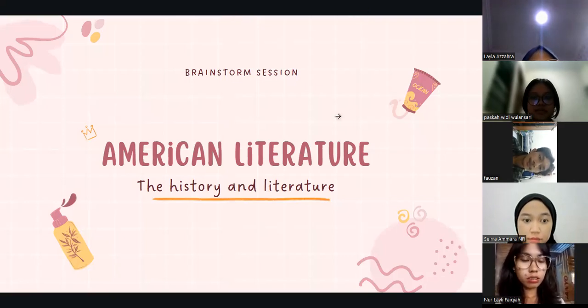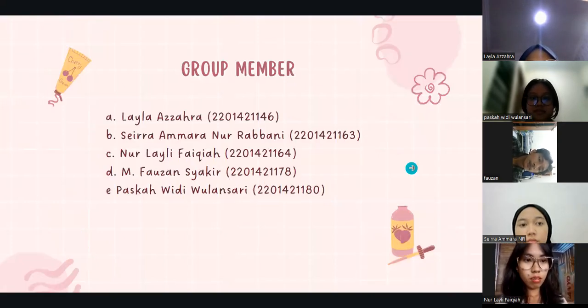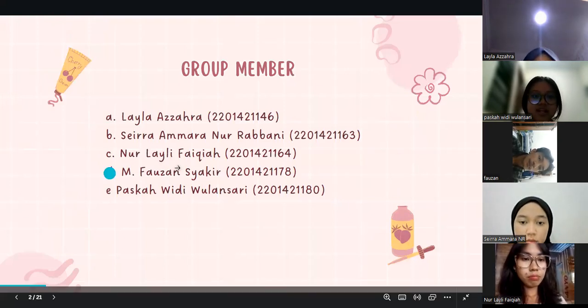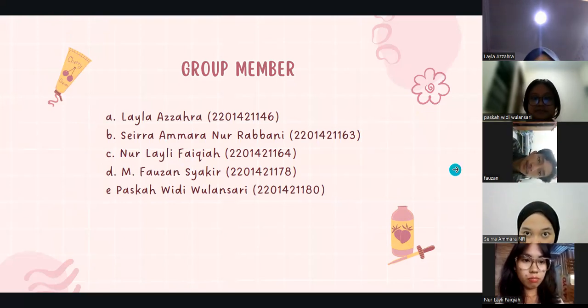We are group 5 and we're going to be explaining American literature, which covers the history and the literature. First, we're going to introduce ourselves. There is Laila Azara, Sera Amarat Rabbani, Nurlaili Fakiah, Muhammad Fauzan Shakir, and Pasca Widiwansari.